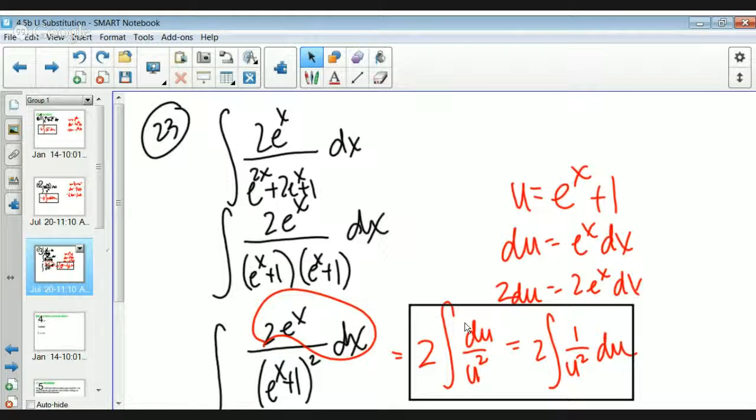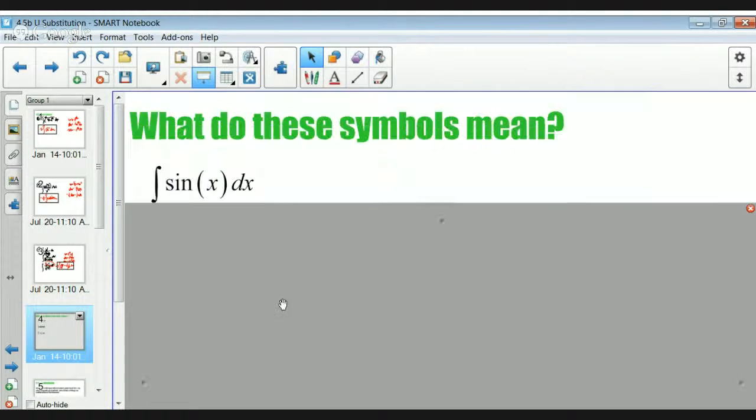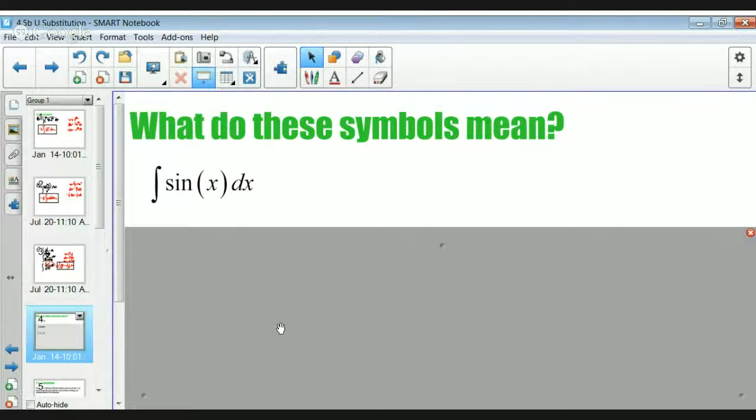Okay, so we are going to do a bit of review before we start section 4.5b. The first thing I'd like for you to do is take a look at all of these different symbols. Maybe let's first just focus on this one here. I have the integral of sine of x dx. So what does this really mean?